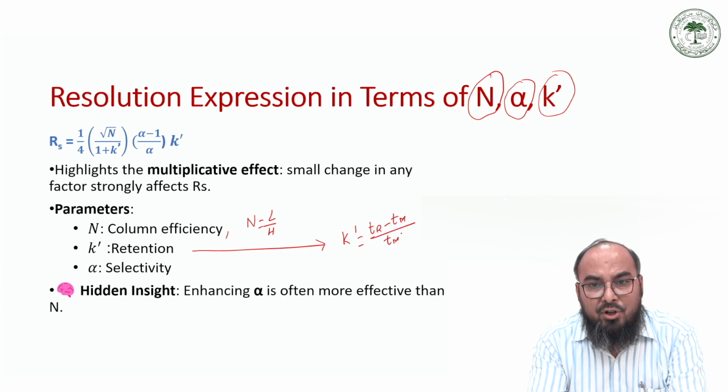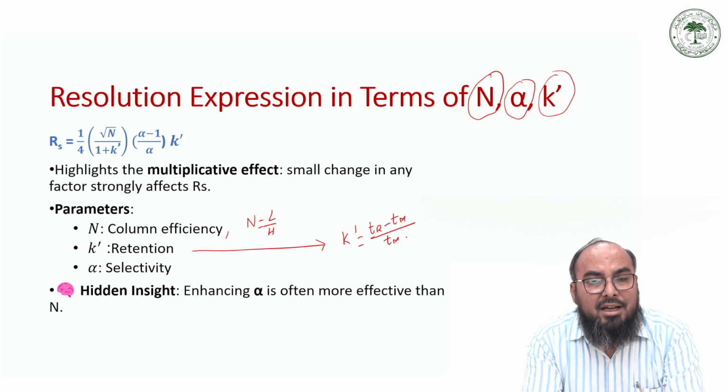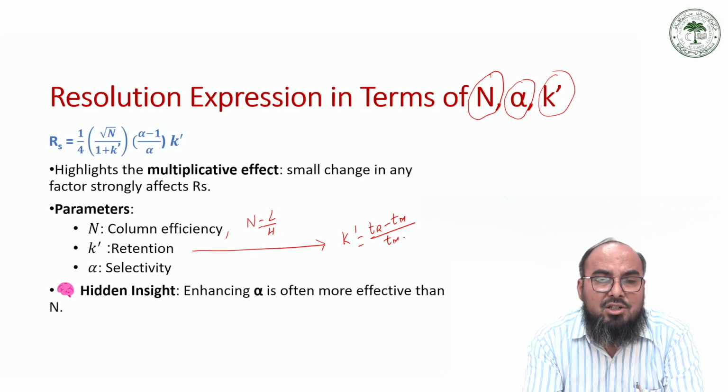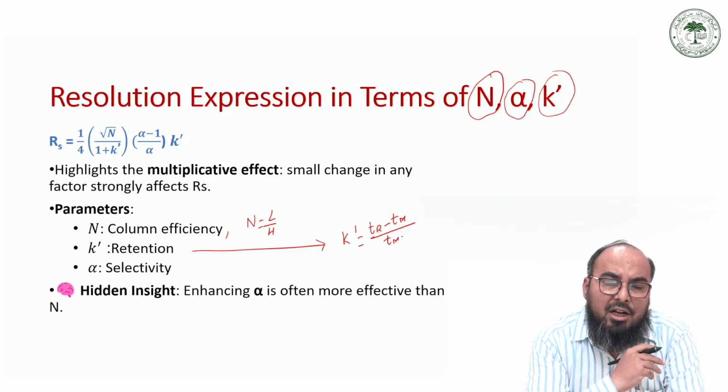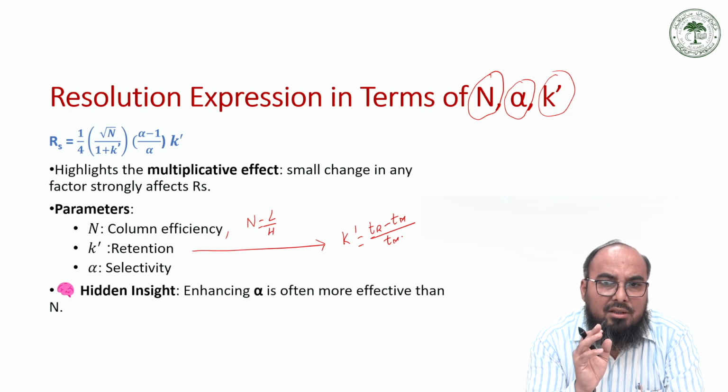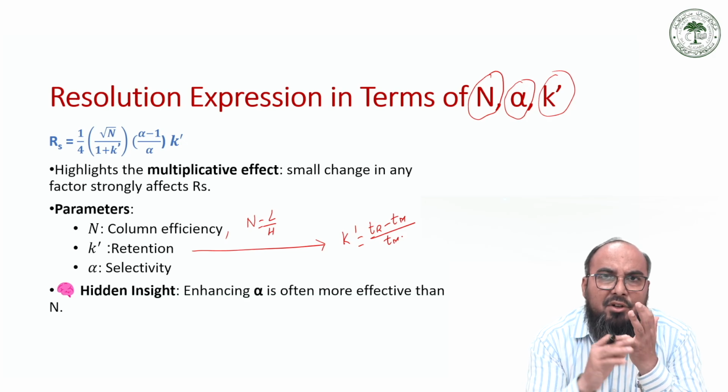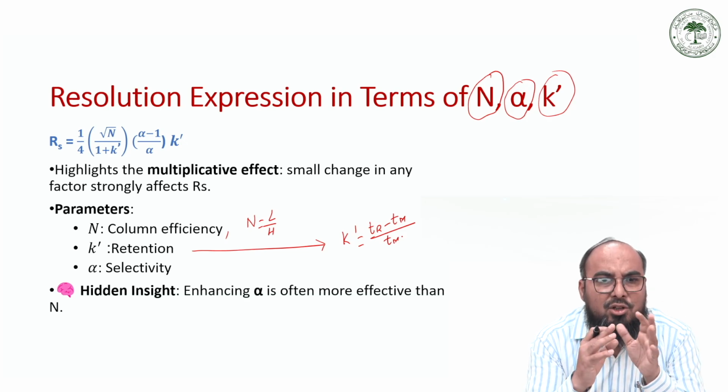In the previous slide we know that Tm is the void time, that is the time where the solute does not interact with the stationary phase, it elutes just in one go, that is called the Tm. Tr is the retention time. For example, if it is more than one component system, then we can have Tr1, we can have Tr2, and so on and so forth.